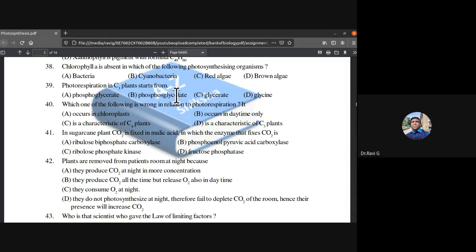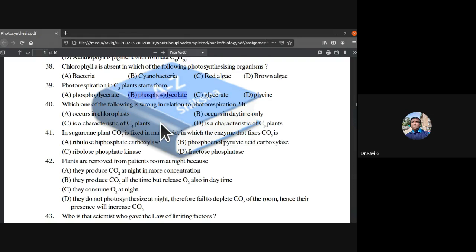Photorespiration in C3 plants starts from phosphoglycerate, phosphoglycolate, glycerate, glycine. So photorespiration in C3 plants, where do they start from? Is it taking place at phosphoglycerate, or is it taking place from phosphoglycolate, glycerate, glycine? So where do they start from? Anyone knows the answer for it? So photorespiration in C3 plants starts from phosphoglycolate.